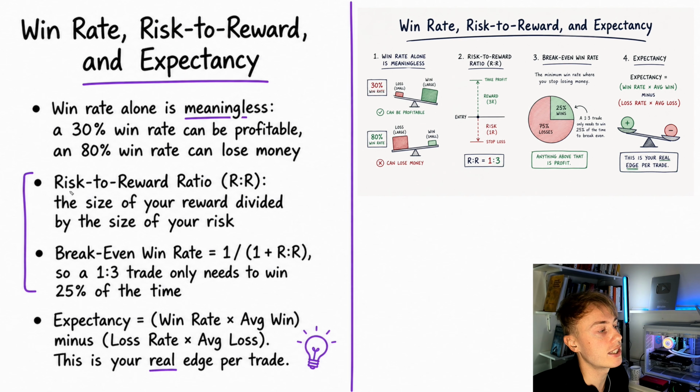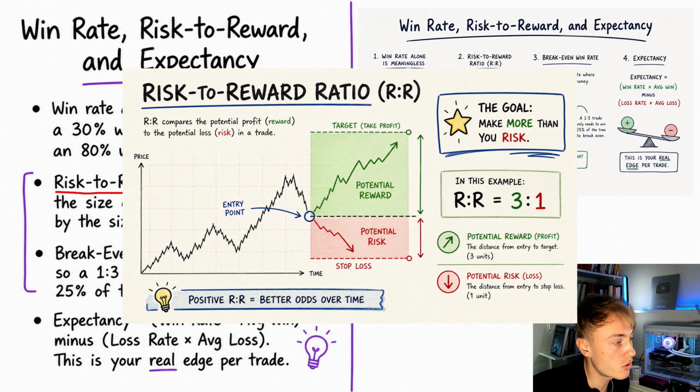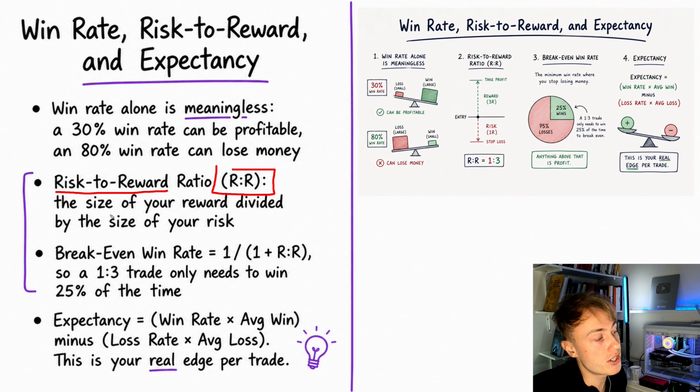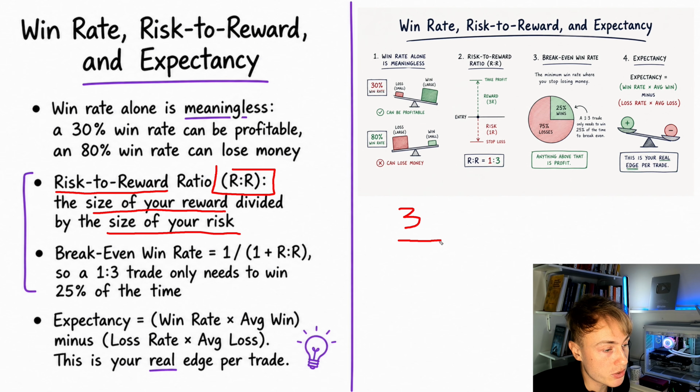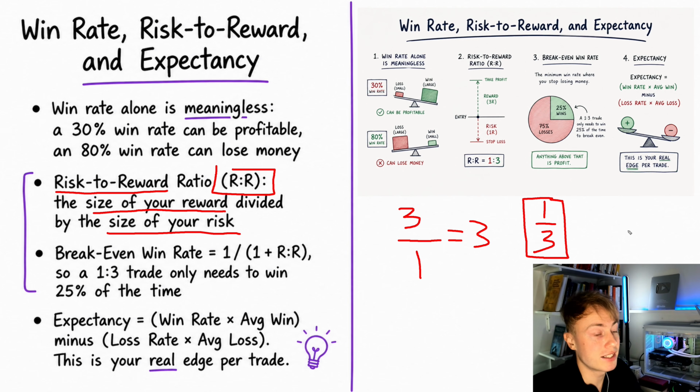But first of all, we need to take a look at something called risk to reward ratio, or for short RR. And risk to reward ratio is simply the size of your reward divided by the size of your risk. So if you, for example, win 3 times more than you lose, then your risk to reward is 3 divided by 1, which is simply 3. But if you lose 3 times more than you win, then your risk to reward is 1 divided by 3, which is simply a third. So it's always the reward divided by the risk.